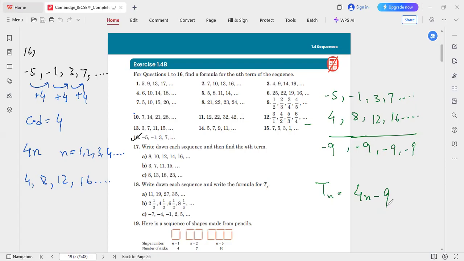So these are all the sequences. Basically, these are the linear sequences. We need to just check the common difference, multiply by n, get a sequence, and then subtract that sequence from the originally given sequence, and you will be getting the nth term. Moving on towards part number 17. In this part, they have asked us to write down each sequence and then find out the nth term.